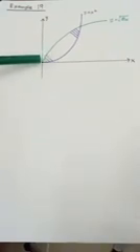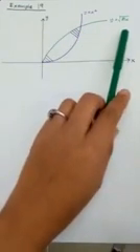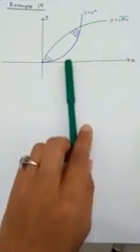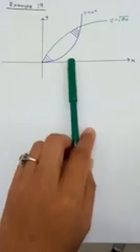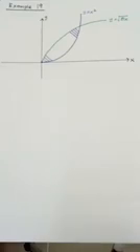My green curve will represent y is equal to square root of 8x, and then the purple curve is my graph of y is equal to x squared. So first thing, we have to find the points of intersection between two curves.